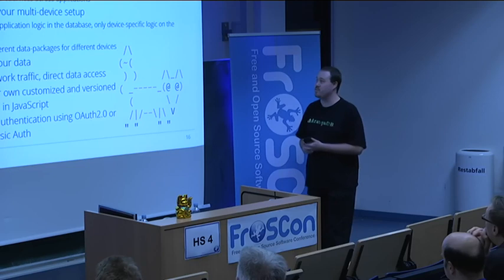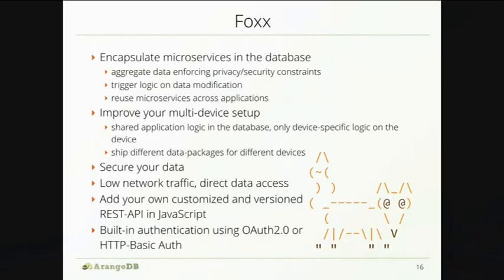And now let's talk about FOXX, the JavaScript framework that we included. So the idea of FOXX is that you can encapsulate microservices inside your database, offer them via an API. What you can do, for example, is aggregate data and enforce privacy or security constraints. So for example, you can cut out some data that you would not want to deliver to your user, or you can, for example, apply some decryption, encryption functionality, add some further information from other queries or whatever directly on the database level, and then just put out the complete result to the user.